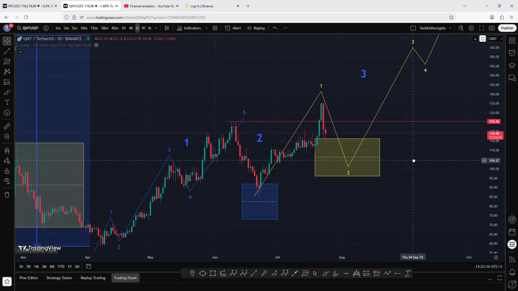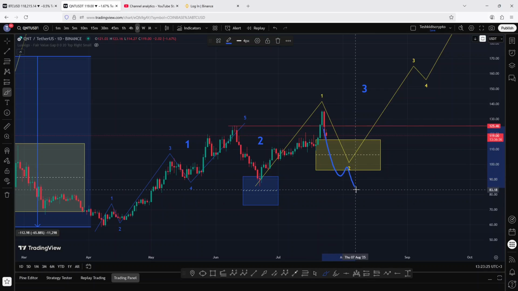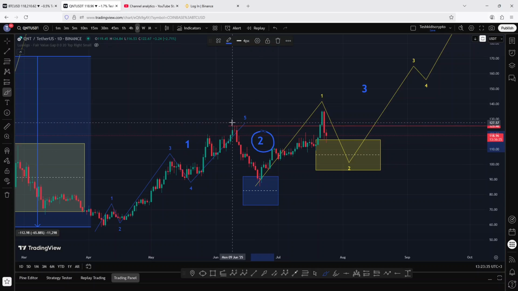And the worst case scenario can only play out if by any chance we get a break out of this yellow target area to the downside. If that plays out, then that will be a clear indication that we still don't have a low in place in the formation of that second wave over here, and whatever has been playing out over here is still an ABC corrective structure, having that as a wave A.